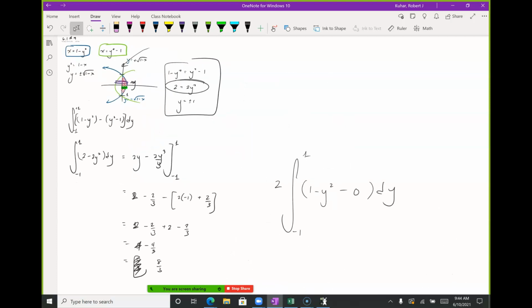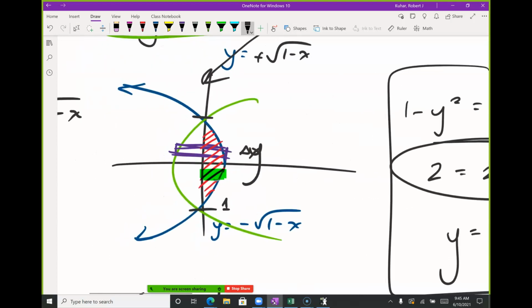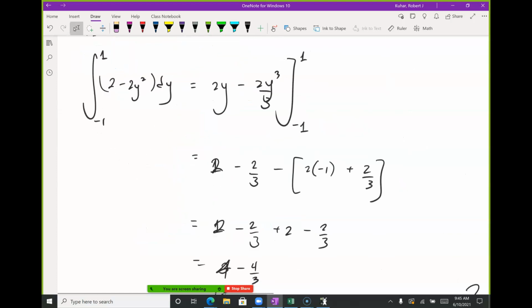In fact, I could see symmetry top and bottom, so I could do 2 times the integral from 0 to 1 of 1 minus y squared. I see symmetry left and right. It's also symmetrical top and bottom. So I can just get this one area in the corner here and multiply it by 4. So that's what I'm doing here.